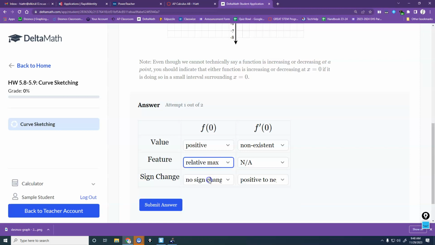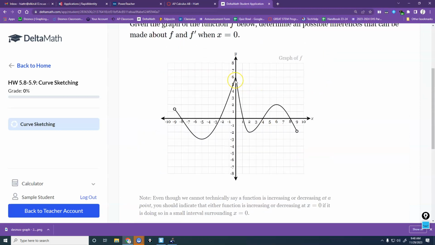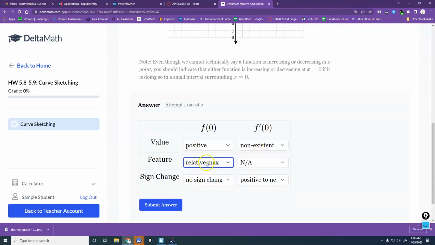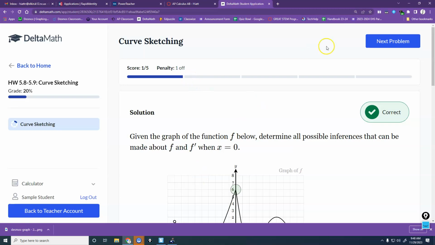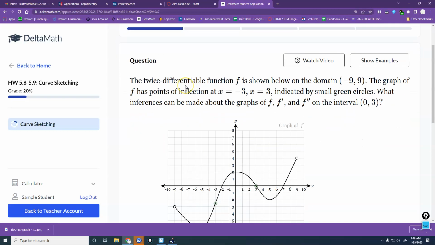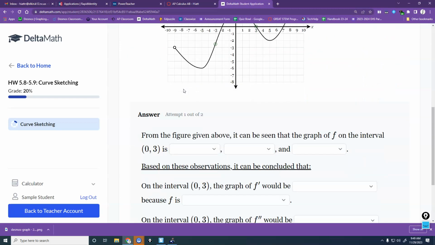And that would be a relative maximum even though the derivative does not exist, because it's the highest point. This is asking you about the things that you do see. This is asking you about the things you do not see, that you have to make inferences from. So let's see if we got it right. Yes. Okay, yes, it's just 5. But they can be a little bit tricky.